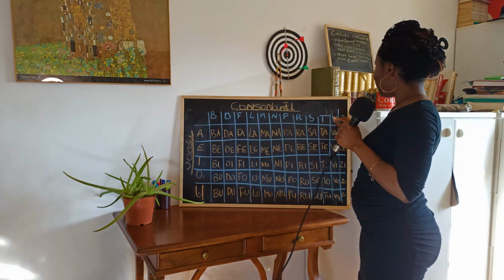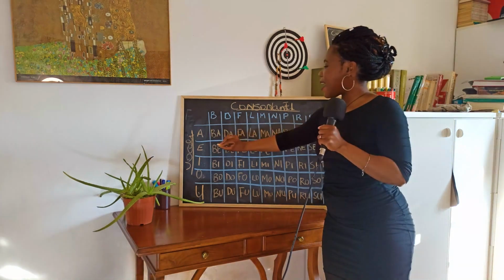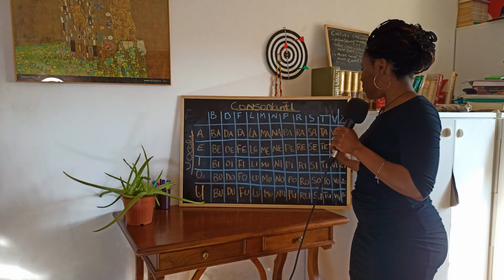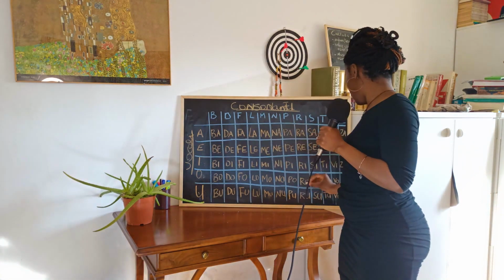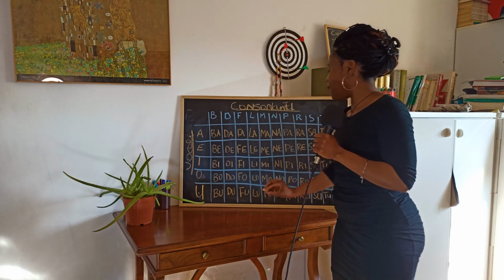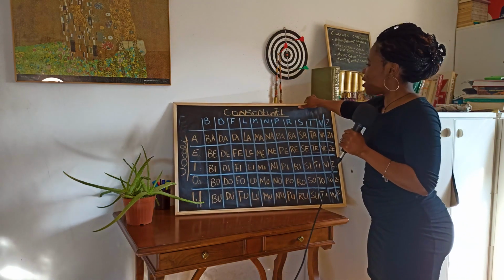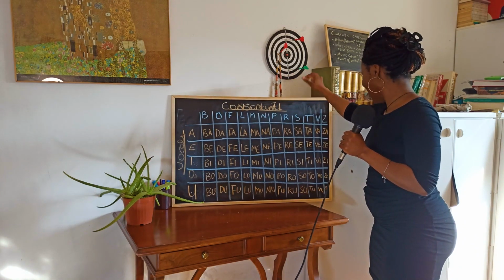Okay? Then vu. If I add A, it will be va. If I add E, it will be ve. If I add I, it will be vi. If I add O, it will be vo. If I add U, it will be vu.